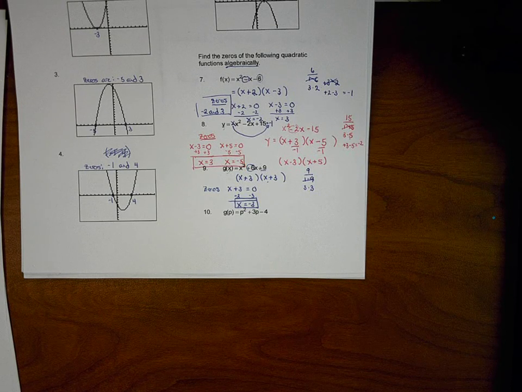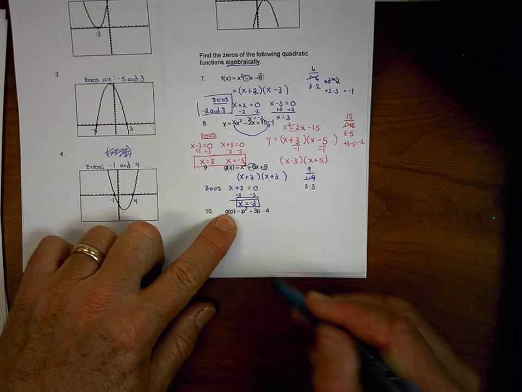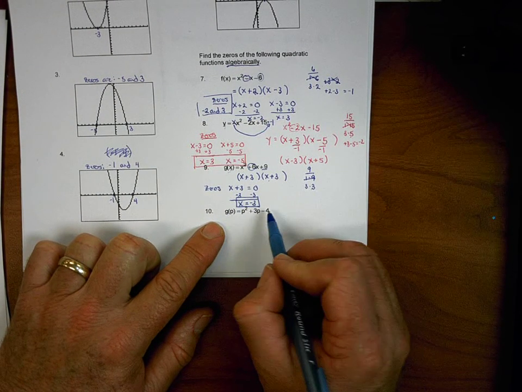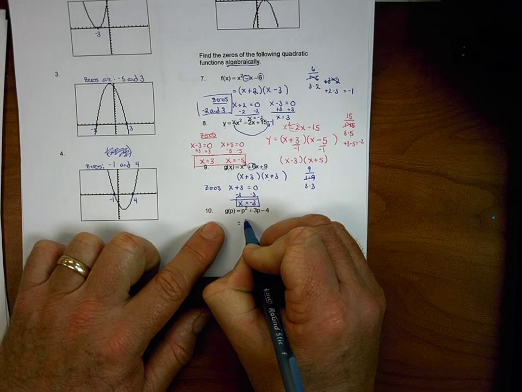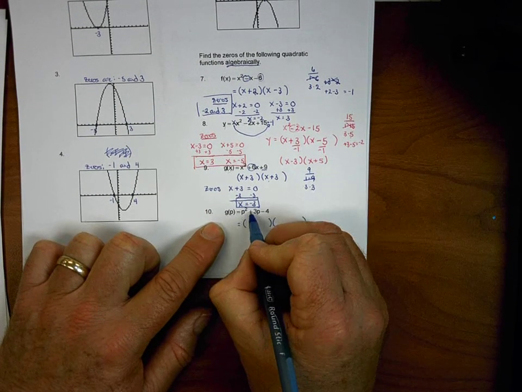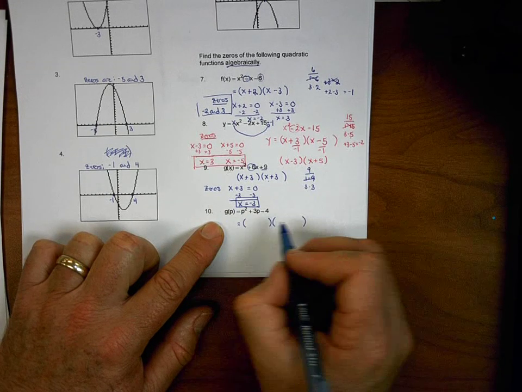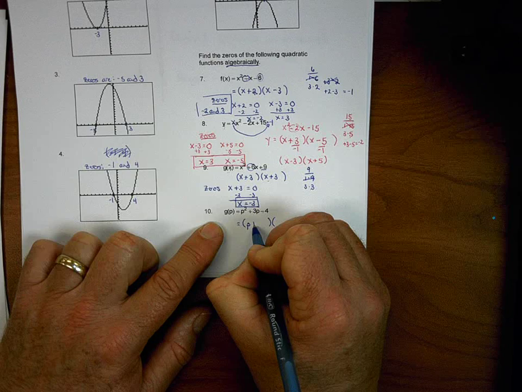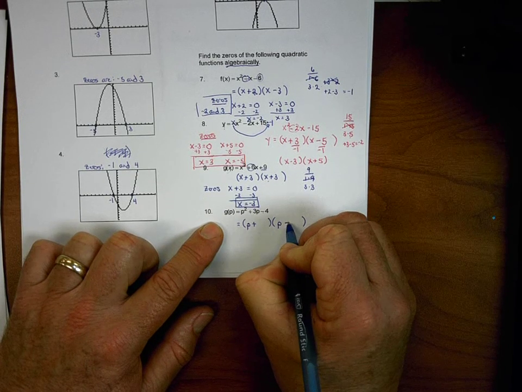Alright, the last problem here, number 10, g of p. Don't worry about that notation. That just means y is equal to p squared plus 3p minus 4. So the first thing that I do is I factor my trinomial. Okay, so this is a plus minus trinomial. So what does a plus minus trinomial factor into? It factors into p plus, p minus.